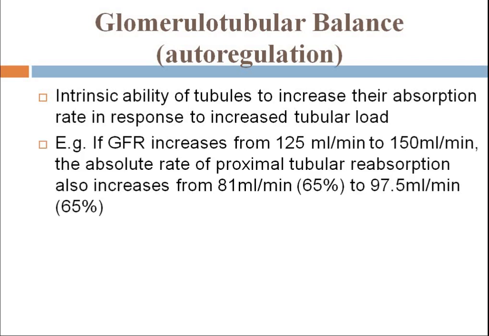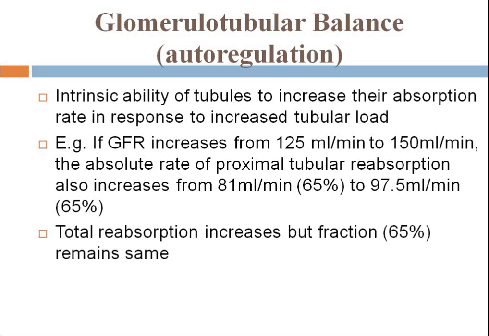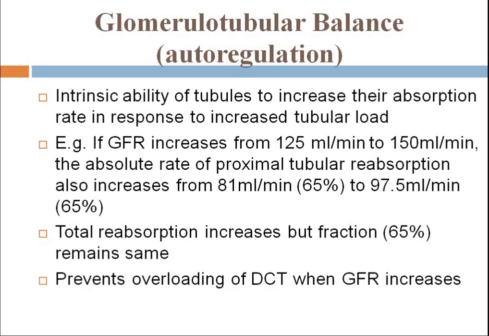If GFR increases from 125 ml per minute to 150 ml per minute, the absolute rate of proximal tubular reabsorption will also increase from 81 ml, which is 65%, to 97.5 ml per minute, which is again 65%. So whatever amount is filtered out, 65% of this will be reabsorbed. This is glomerular tubular balance. So tubules try to increase the reabsorption by a fraction which remains the same, and this helps in preventing the overload of DCT when GFR increases.